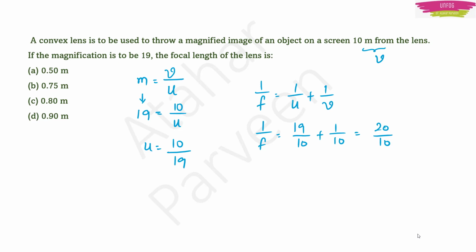Just substitute the values, you get 1 upon f is equal to 20 upon 10. So 1 upon f will become 2. Now you take the reciprocal, you get 0.5 meter. So option A will be the right answer.